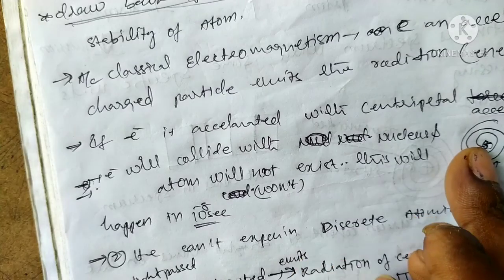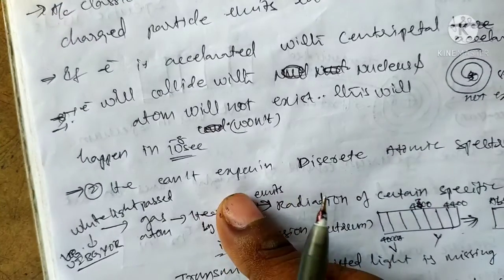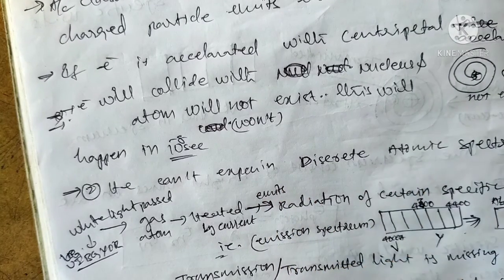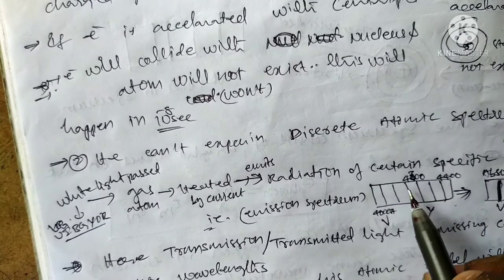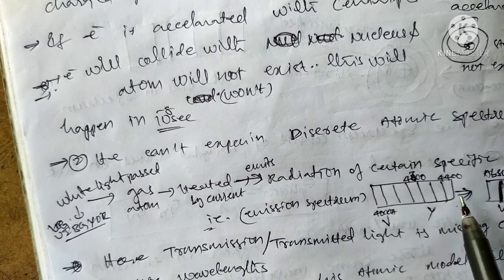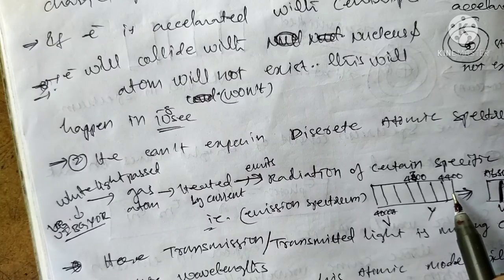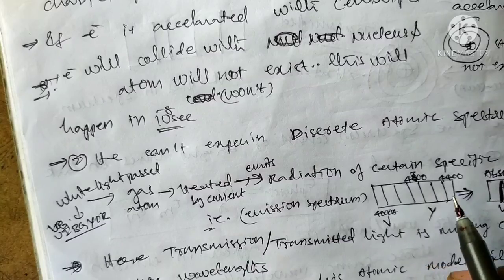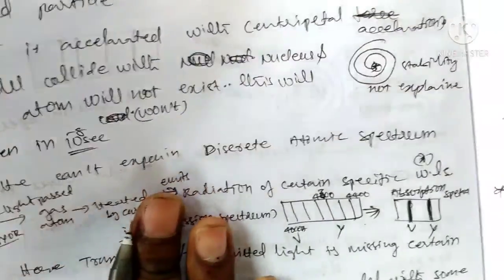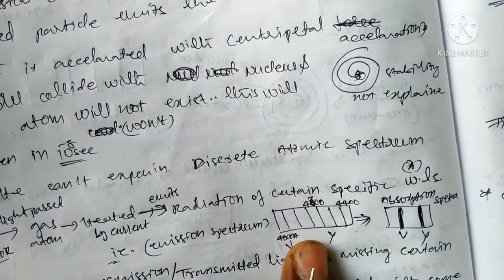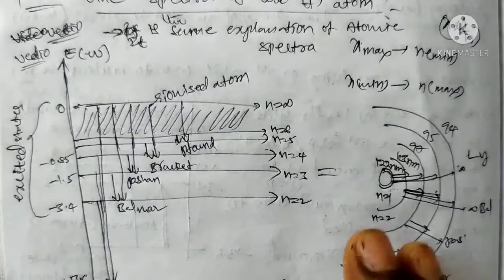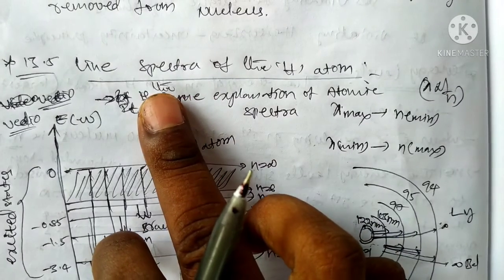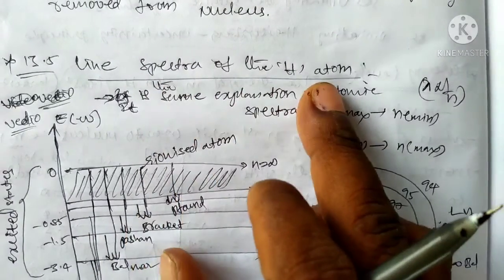It also cannot explain the discrete atomic spectrum. Discrete atomic spectrum means spectrum lines, the emission spectrum. It cannot explain absorption and emission spectra, or how the spectrum is emitted. These are the drawbacks of the Bohr atomic model. Now we explain the next topic, the line spectrum of the hydrogen atom.